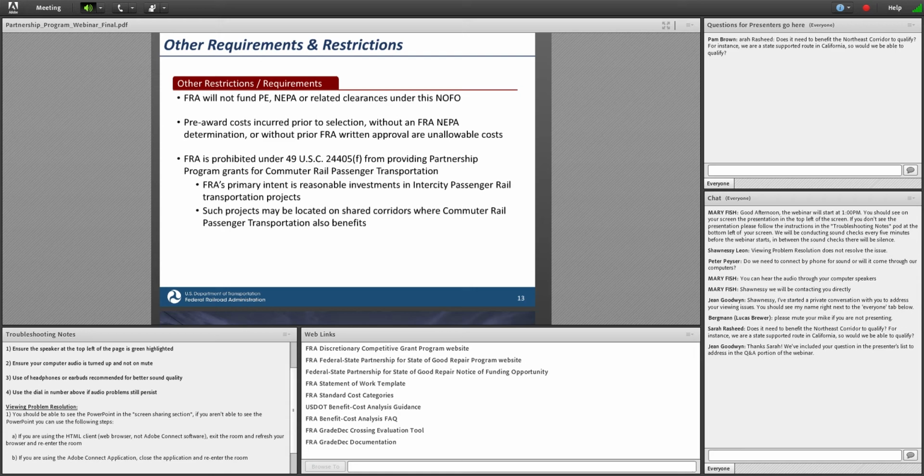Applicants need to demonstrate that they have a reasonable investment in intercity passenger rail transportation projects. We also note that many such projects may be located on shared corridors where commuter rail passenger transportation also benefits. Applicants can identify the commuter rail transportation benefits in their applications and in their benefit cost analysis, but the emphasis and the determination is to still make sure that you have a reasonable investment in intercity passenger rail.